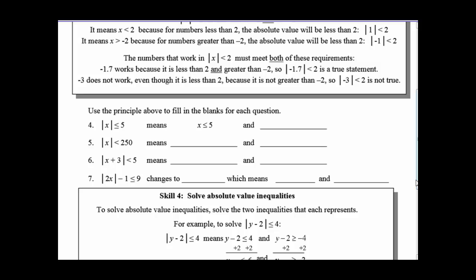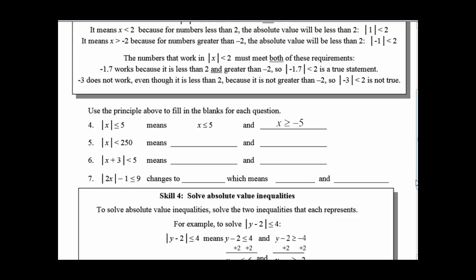So 4, if we had the absolute value of x is less than or equal to 5. Okay, that means if we just take our original equation, remember we got the x absolute value by itself, we can say that x is less than or equal to 5. And now the one thing that we have to do is we need to flip the sign and then make the 5 negative. So our other equation is going to be x is greater than or equal to negative 5.